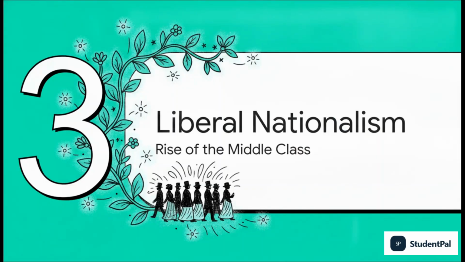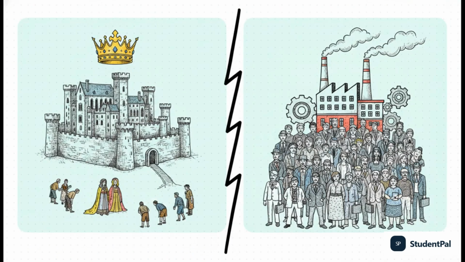Which brings us to Section 3, the rise of liberal nationalism. So the French planted the idea, right? But who actually grew it across Europe during the 19th century? We really have to contrast two very different groups to understand this dynamic.